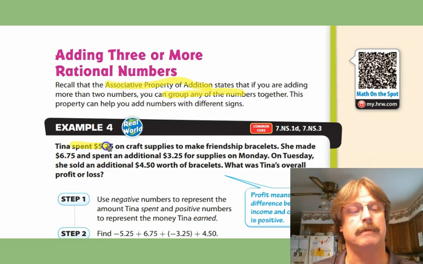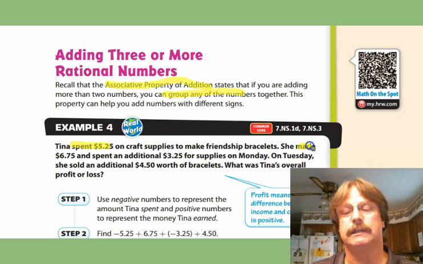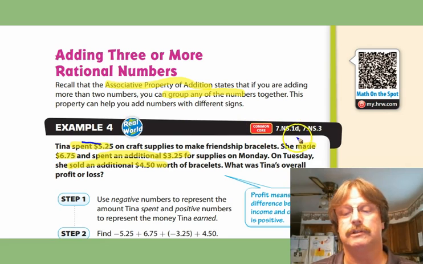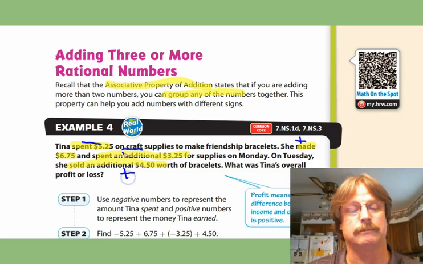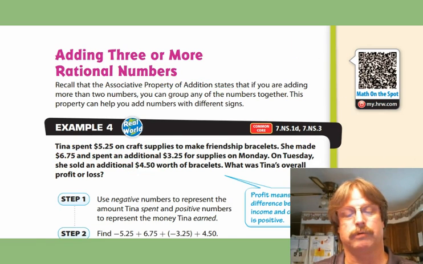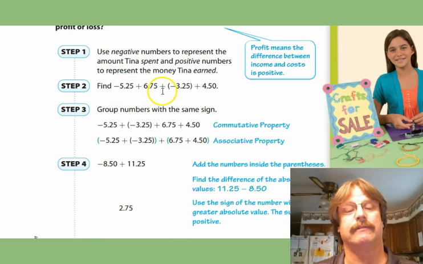So she spent money, okay, that's going to be a negative. She made $6.75, so that's going to be a positive. She spent an additional $3.25, so that's a negative. And on Tuesday, she sold an additional $4.50. So that means she made money there. So that's negative. She made, that's positive. Spent, that's a negative. And sold, that's money coming in. So if you look down here, they show you how they write that in an expression. Negative 525 plus 675 plus a negative 325 plus 450.